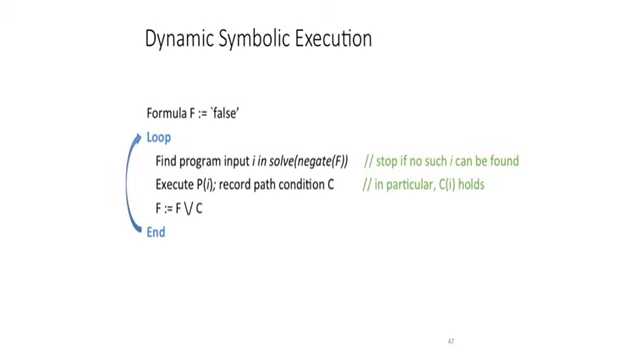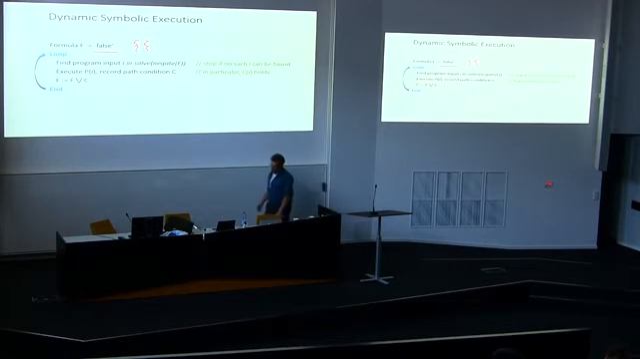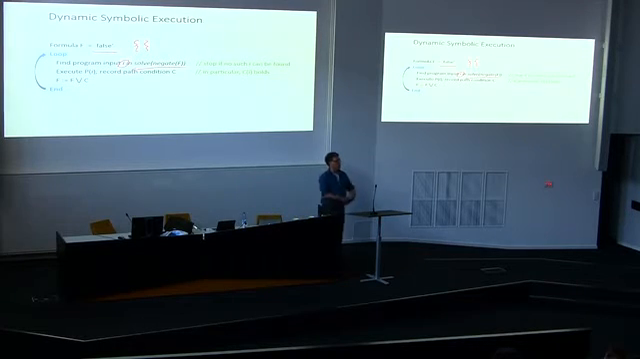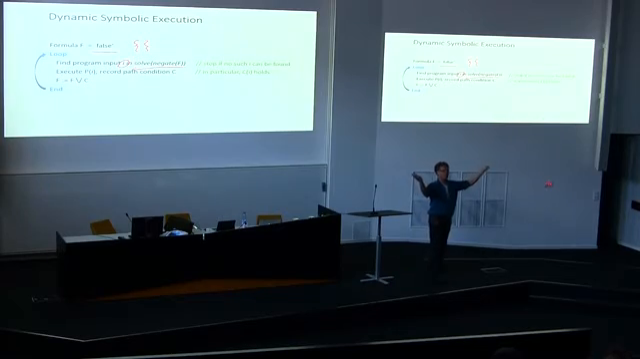Right, so this is the very simple idea of symbolic execution. We essentially start with the formula F, think of that as false, which just basically says I haven't found any paths yet, or any inputs. And then we say, okay, given that formula, find an input I that's in the negation of F. So if F is false, then the negation is true. It just says, give me any values, right?